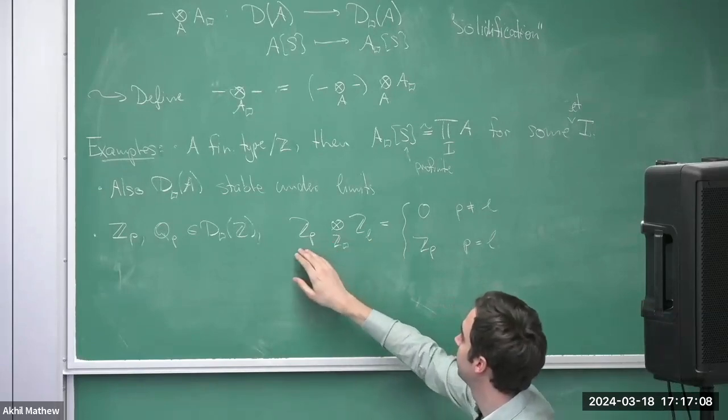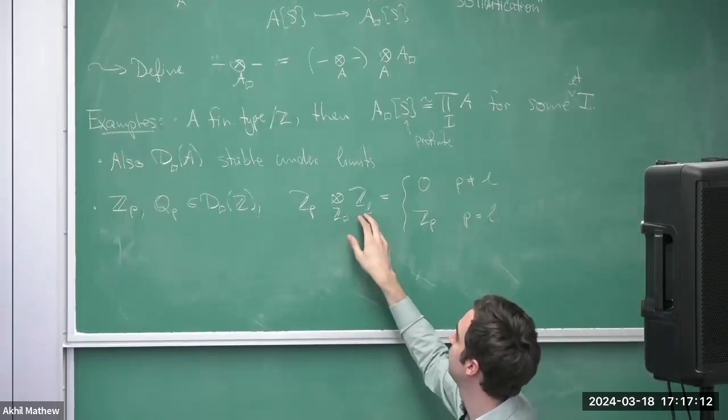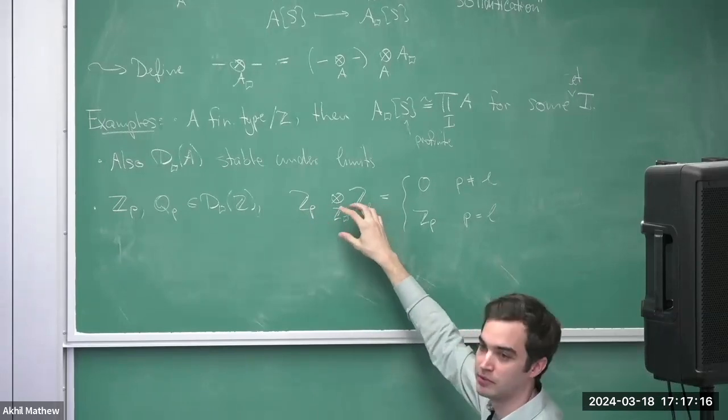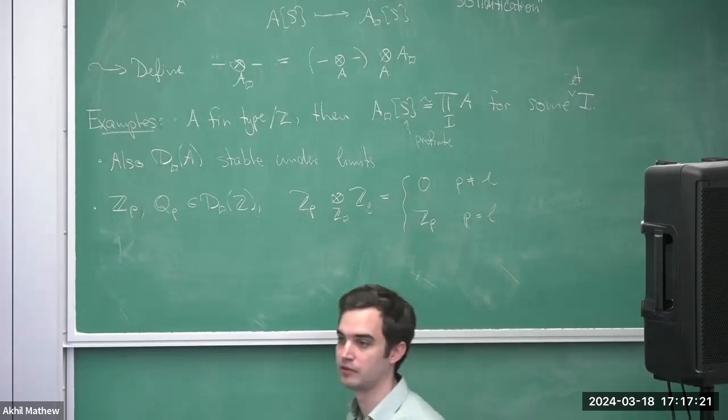The solid tensor product seems to understand the topologies with respect to which these things are complete and matches them together. And if they're not compatible, it just kills them. Otherwise, it gives you the thing that you expect.